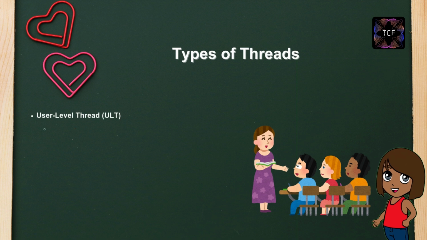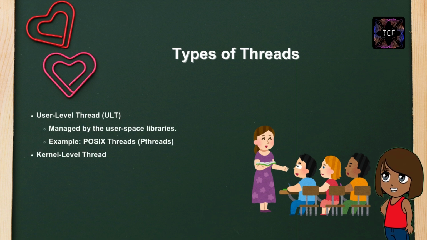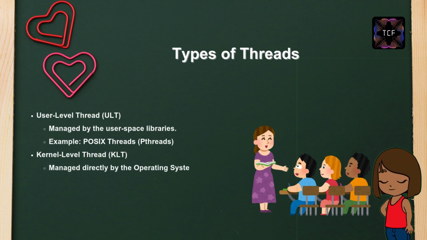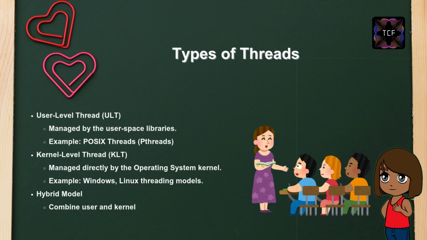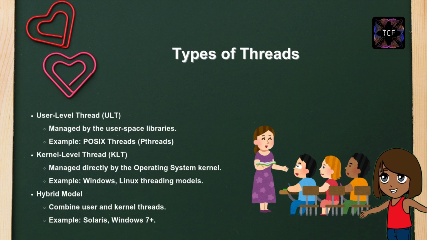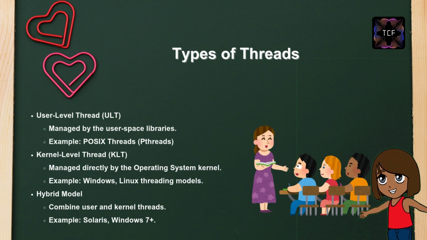What are the types of threads? A. User-level threads, ULT, managed by the user space libraries. The OS doesn't know about these threads. Thread switching is fast, but if one thread blocks, the whole process blocks. Example: POSIX threads, pthreads, running on user level only. Analogy: like a group of friends managing their own tasks without informing the teacher, the OS.